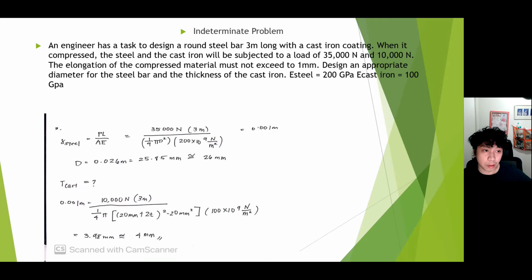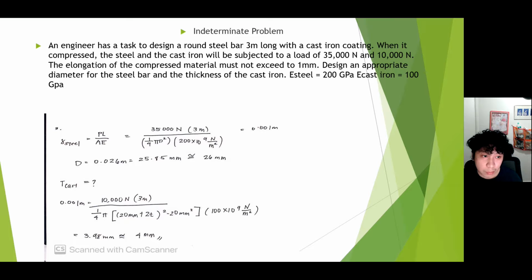So in the determinate problem, an engineer has a task to design a round steel bar 3 m long with a cast iron coating. When it compresses, the steel and the cast iron will be subjected to a load of 35,000 N and 10,000 N. The elongation of the compressed material must not exceed 1 mm.